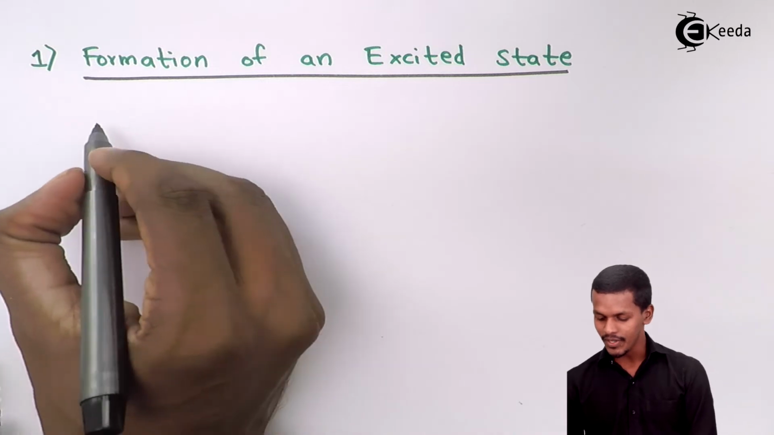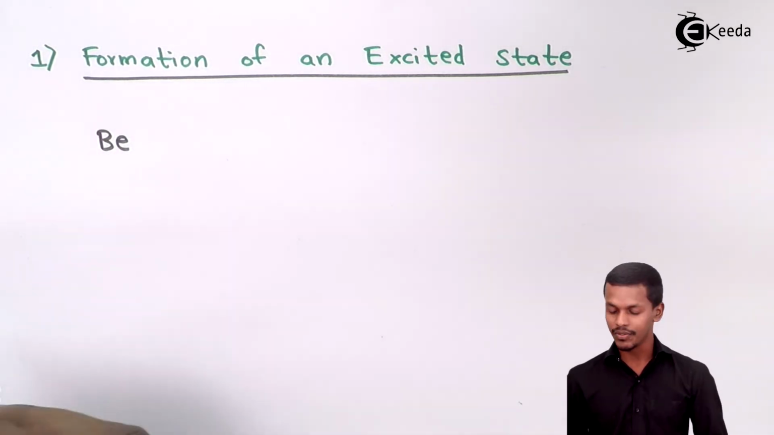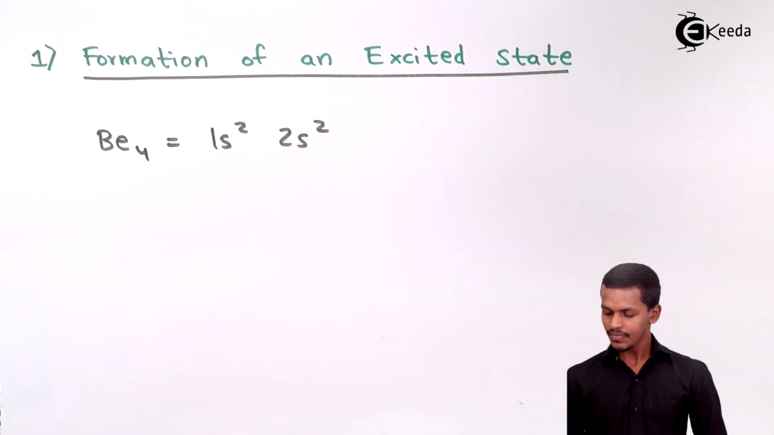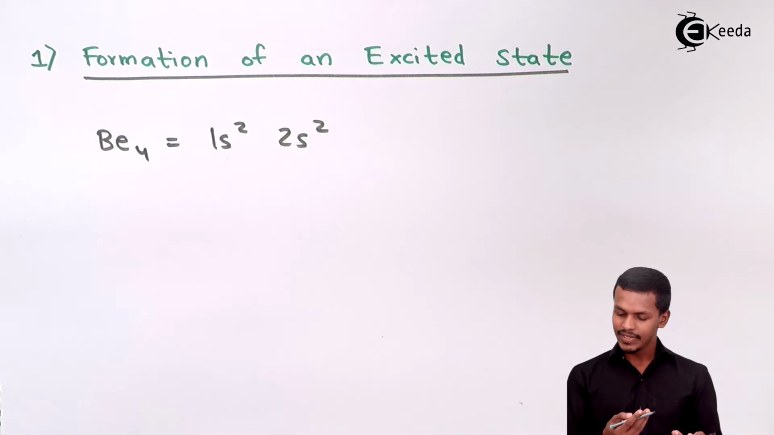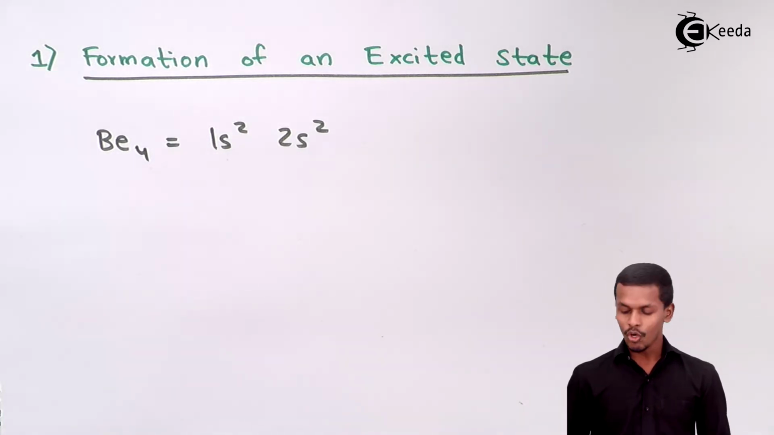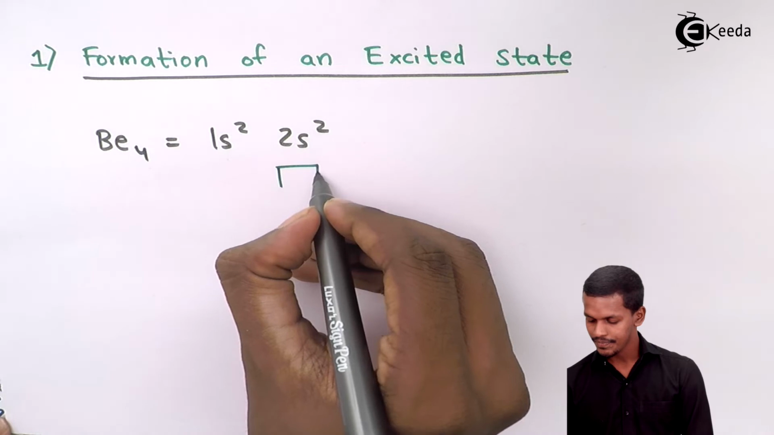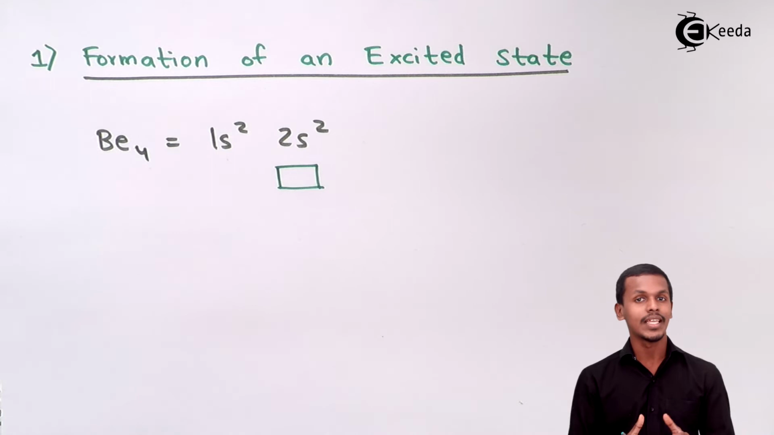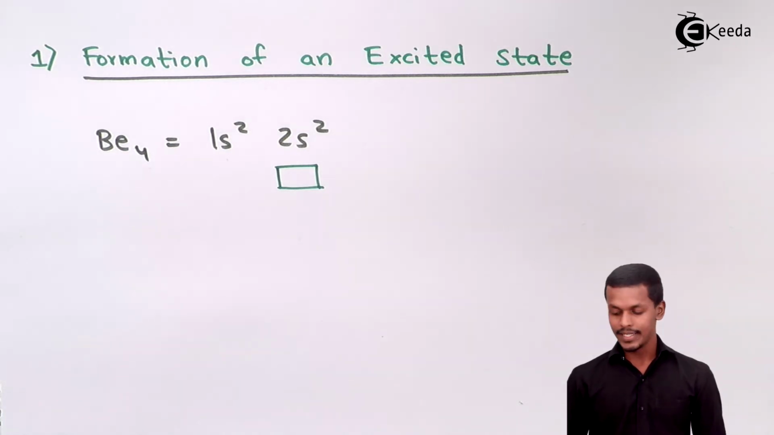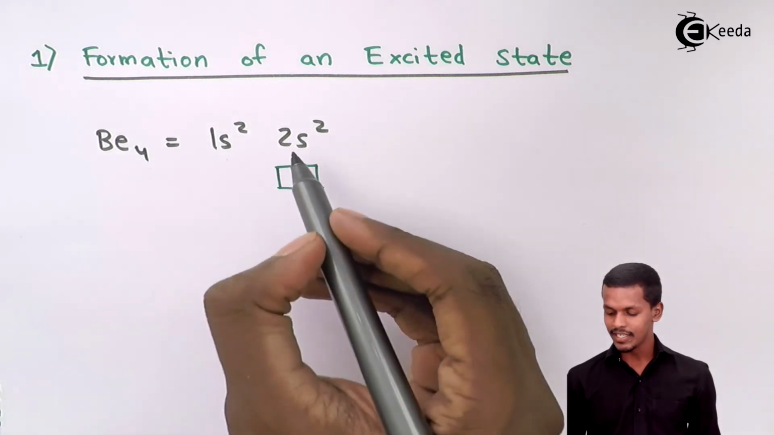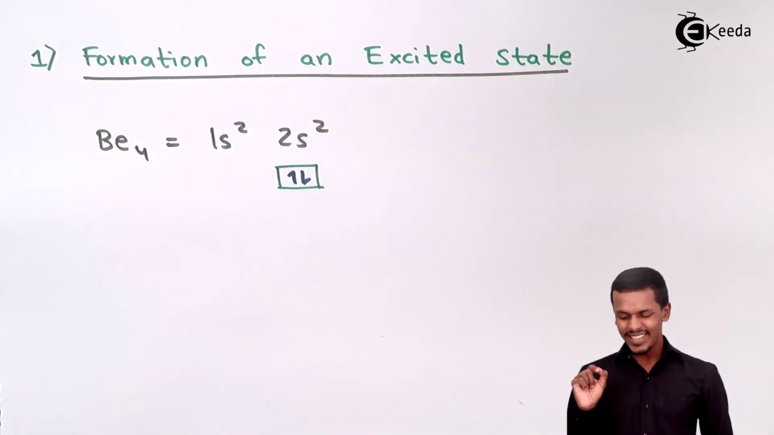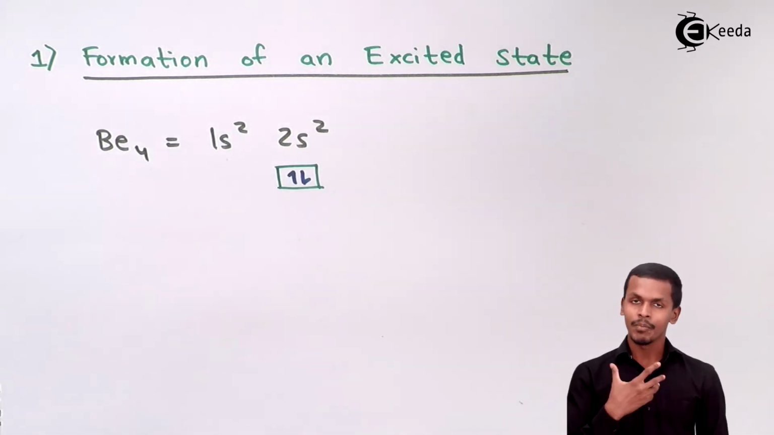Beryllium has the electronic configuration 1s2, 2s2. If I represent the atomic orbitals, it could be written in this way. I'm talking about the s subshell, which has only one orbital, and the electrons present in the valence shell are two electrons. So I would write one here and two here.